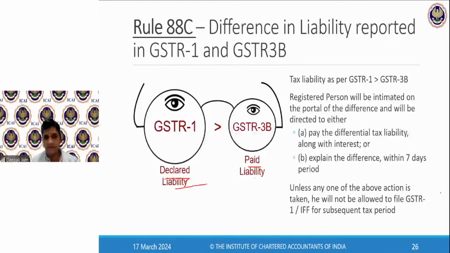You have to be proactive. Respond to this saying that I have reported this sale in my previous month's 3B, or give any other sufficient reason. Then if he's convinced, fine. Otherwise, you will not be allowed to file your IFF or GSTR-1.